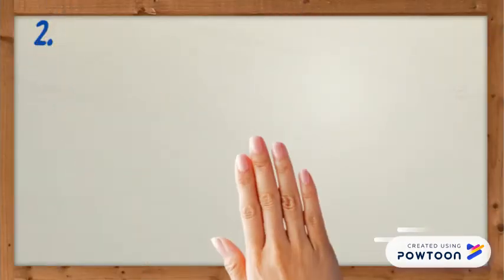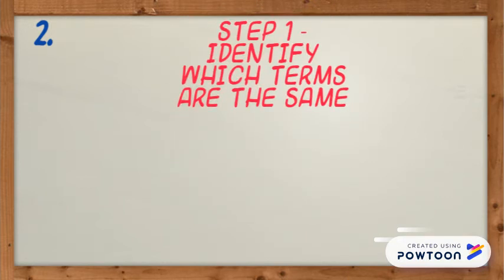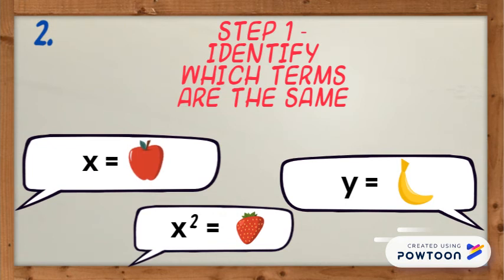Number 2. Combining like terms can be done in 2 simple steps. Step 1. Identify which terms are the same. The coefficients may be different, but the variable and exponent must be the same. Think of each variable with its corresponding exponent to be one type of fruit.